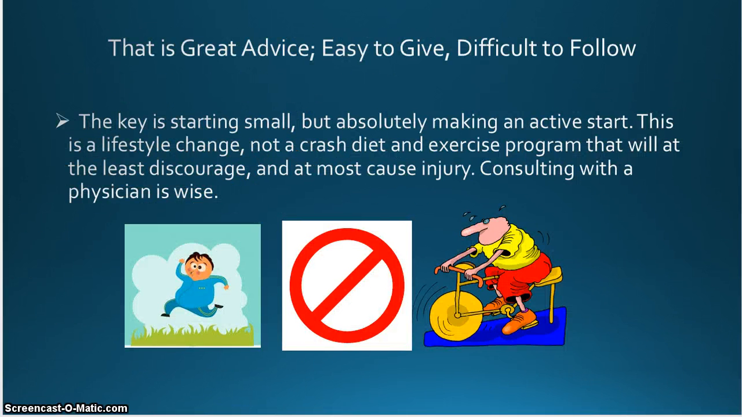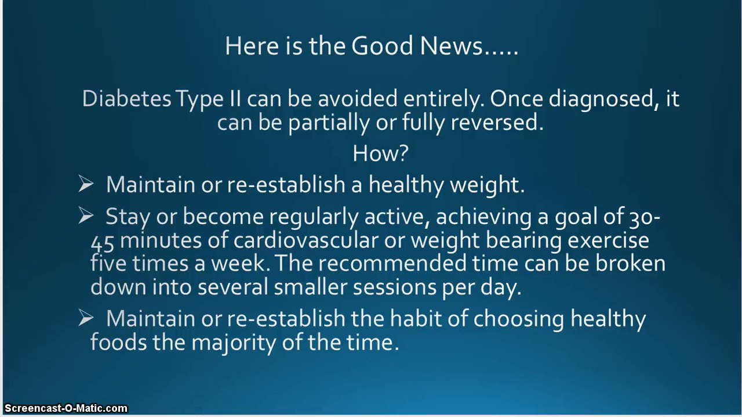Excuse me, we have to back up one. We're ready for a little good news, and here it is. Type 2 diabetes can be avoided entirely, or once it's diagnosed, it can be partially or fully reversed. How does that happen?